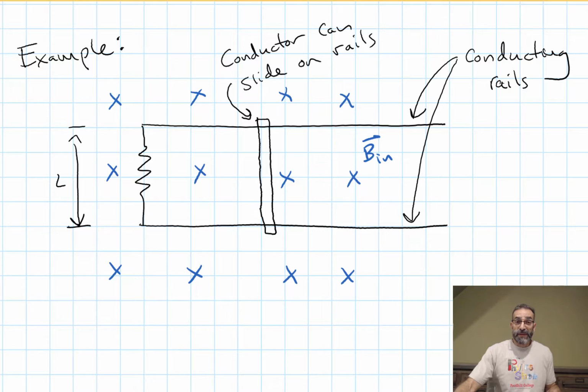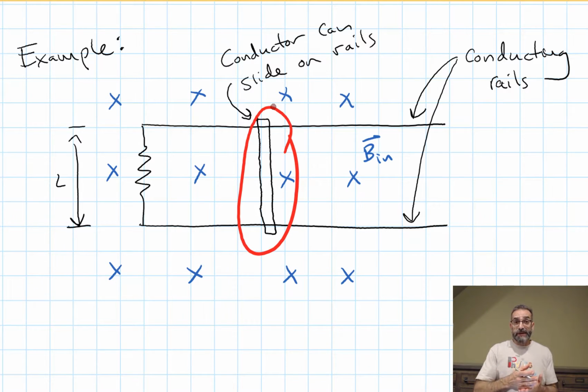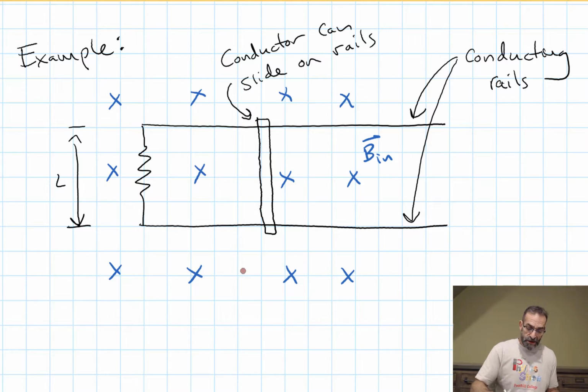Let's look at an example where the area is changing. One way to change the area is to put together some conductive rails and have another conductor that rests on top of those rails and can slide back and forth. So we can slide this conductor back and forth on our conductive rails. If we move it to the right with some constant velocity, what's going to happen? We're going to change the area, and that's going to change the magnetic flux through the loop.